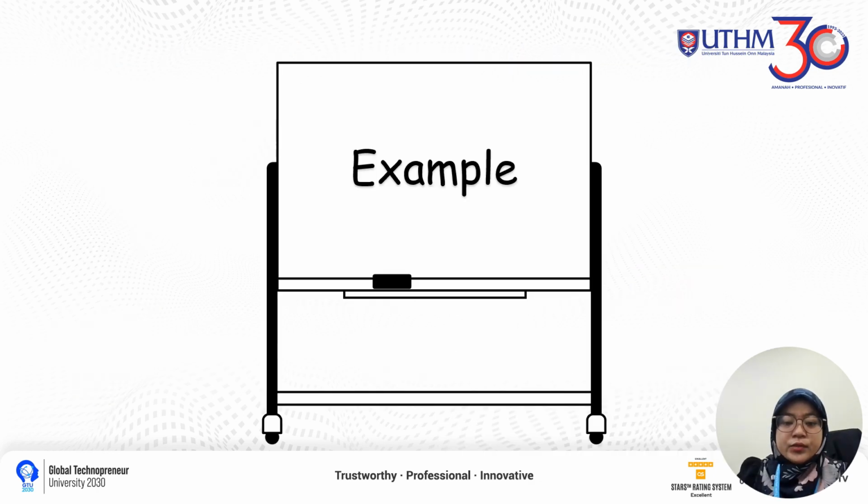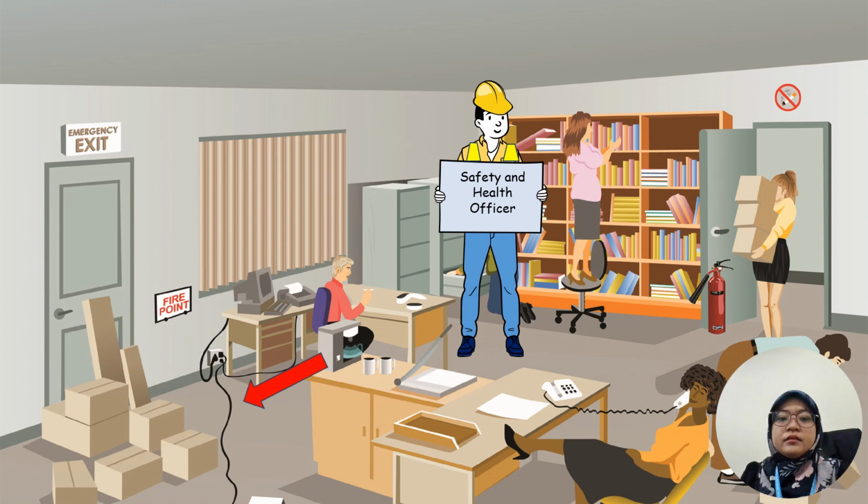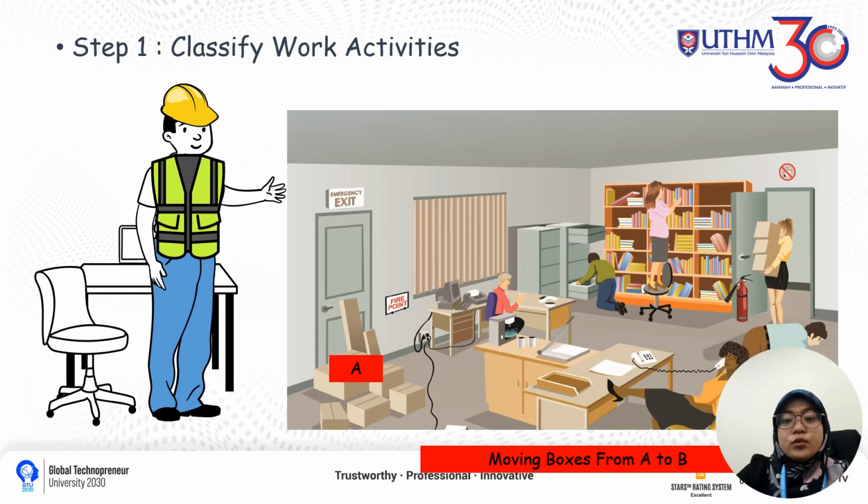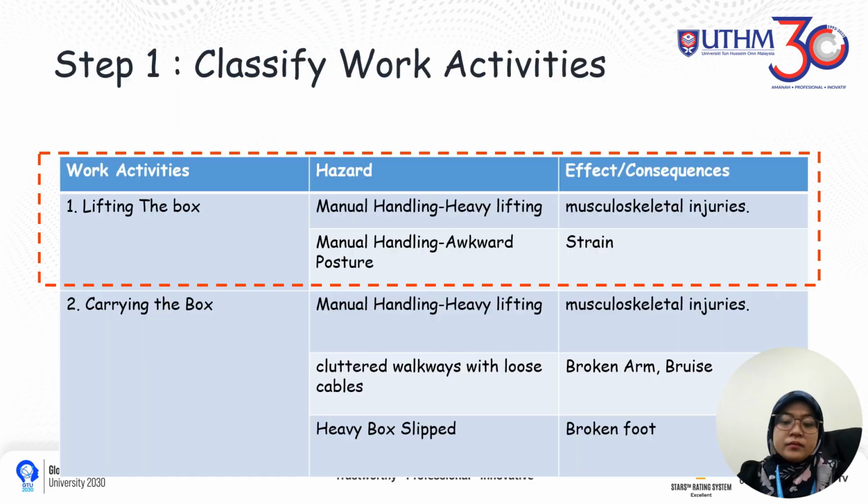So now let's do an example of HIRARC. Imagine you are the safety officer in the office responsible for assessing and managing workplace hazards. Let's break down a scenario to understand this concept of risk, likelihood, and severity. Your first task is to identify potential hazards in activities where you have to move the box from point A to point B in the office. You notice an uneven flooring near the coffee station, cluttered walkway, and loose cable and outdated electrical system. These are the hazards we'll be addressing.